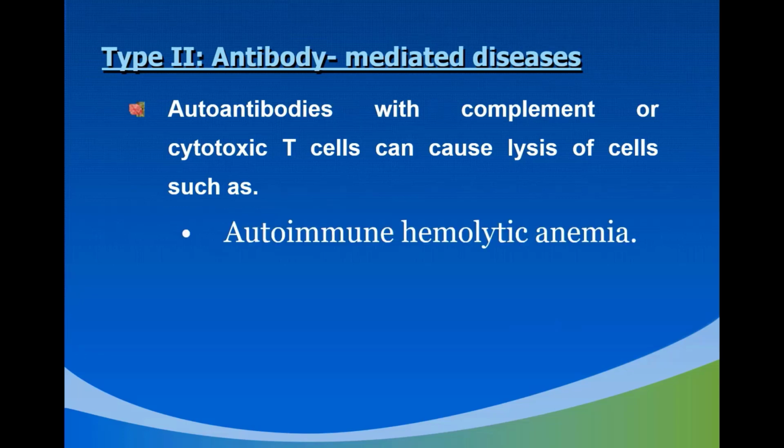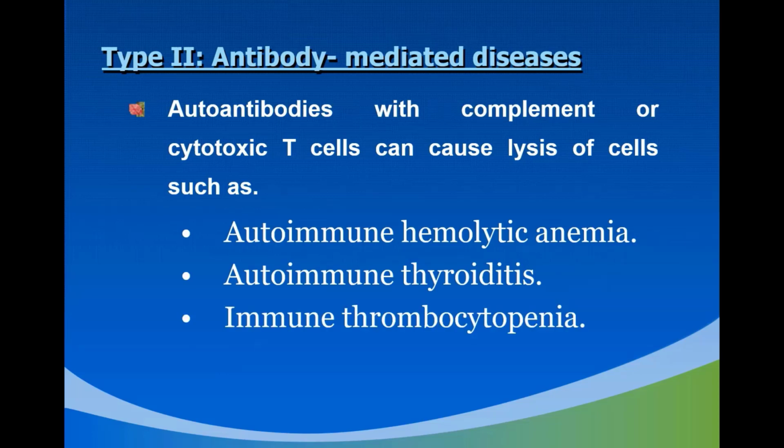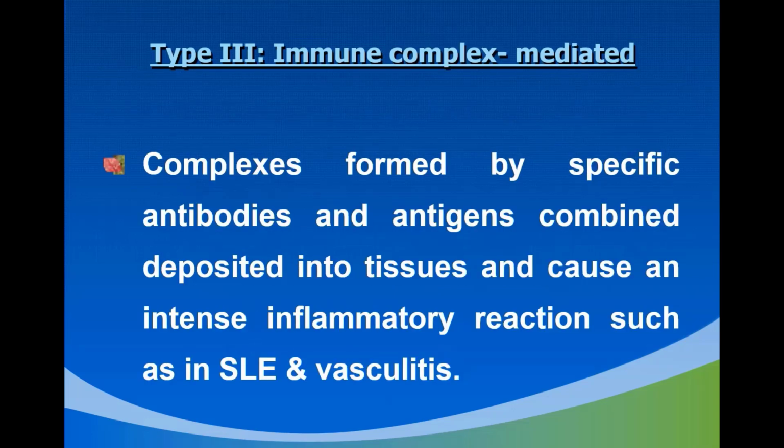cell, such as in autoimmune hemolytic anemia, autoimmune thyroiditis, immune thrombocytopenia, and myasthenia gravis. Type 3: immune complexes formed by specific antibodies and the antigen are deposited in tissue and cause an intense inflammatory reaction, such as in SLE and vasculitis.